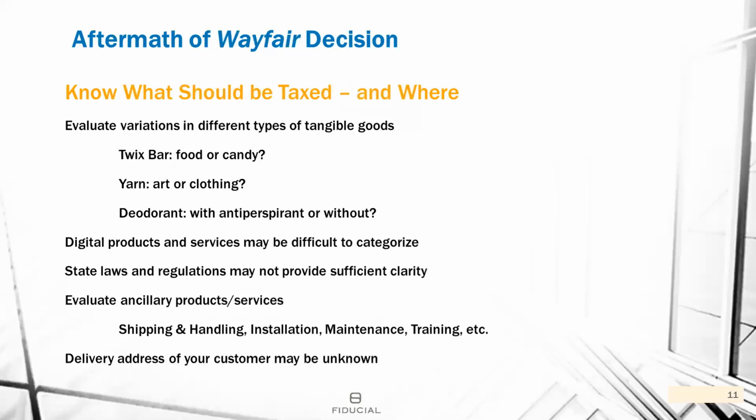And in many cases, state laws and regulations don't provide us with sufficient clarity. It often happens that state laws are kind of behind the times. As technology evolves and commerce evolves, sometimes the laws don't move quickly enough to catch up with that. And so you may find yourself in a situation where something is not adequately defined by your state laws. It's also important to evaluate any ancillary products and services that may be offered by your business. So for example, if you're selling widgets and you're shipping widgets out to your customers.